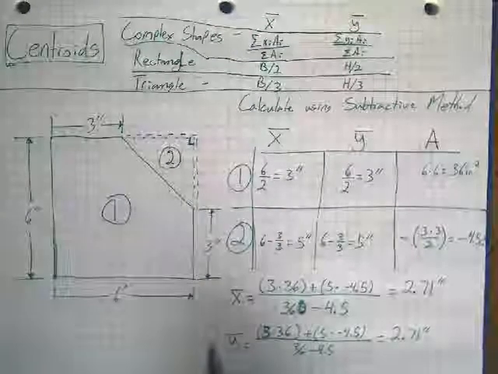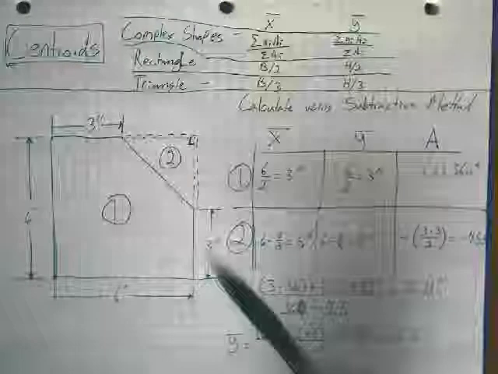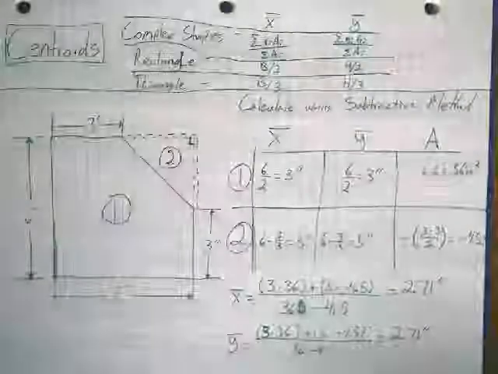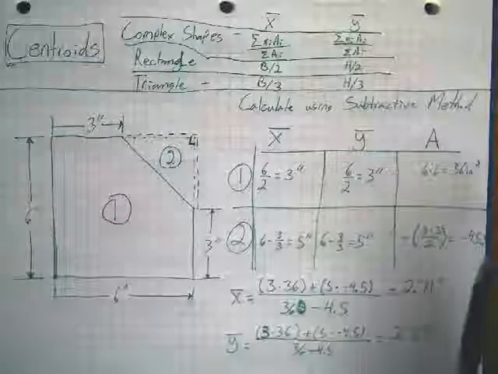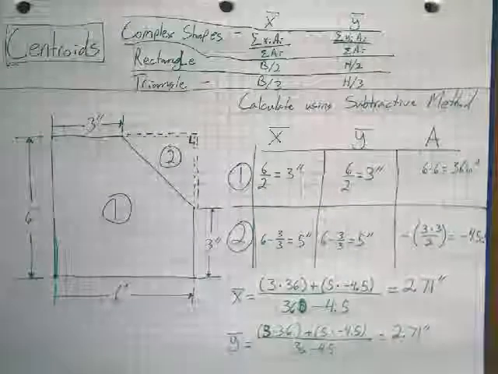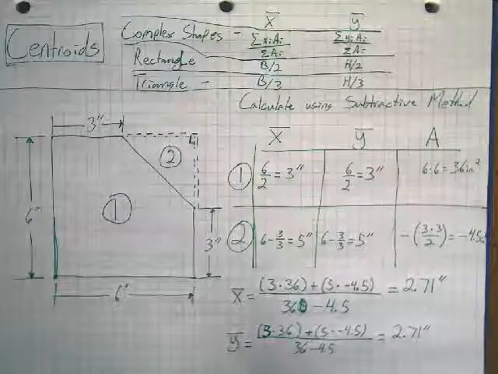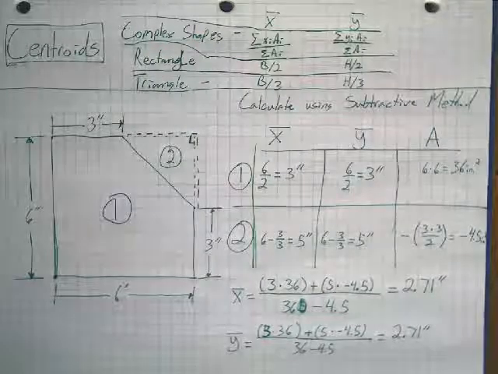And then your areas, whatever you are removing from your whole, you need to make sure that that is just a negative area. Your centroid locations are not negative, just your area is negative in that problem. So, good luck.